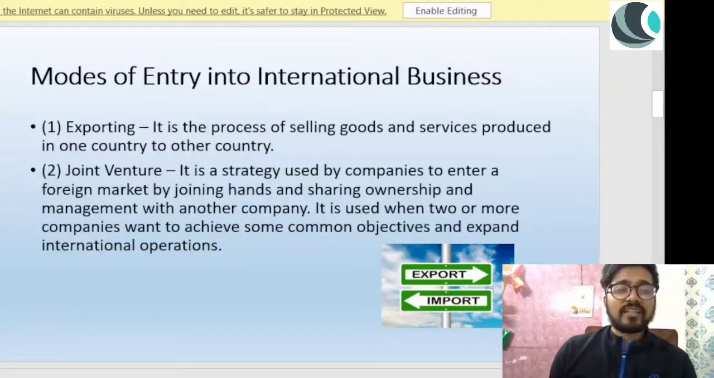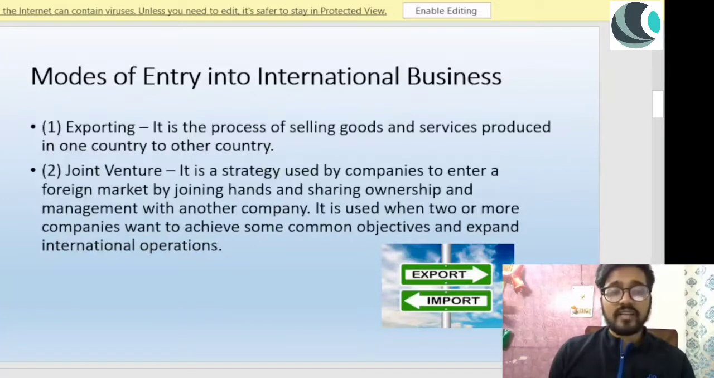It is a strategy used by companies to enter a foreign market by joining hands and sharing ownership and management with another company. So we're talking about joint venture. I'll relate it with an example. You must have heard of Starbucks, right? A very big brand. Before entering India, they were quite afraid because they were not aware of how the Indian market functions, so they were not willing to risk directly entering India.